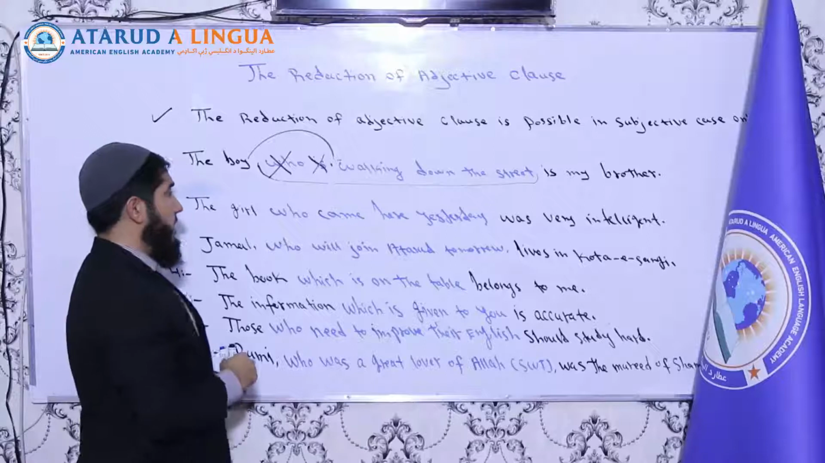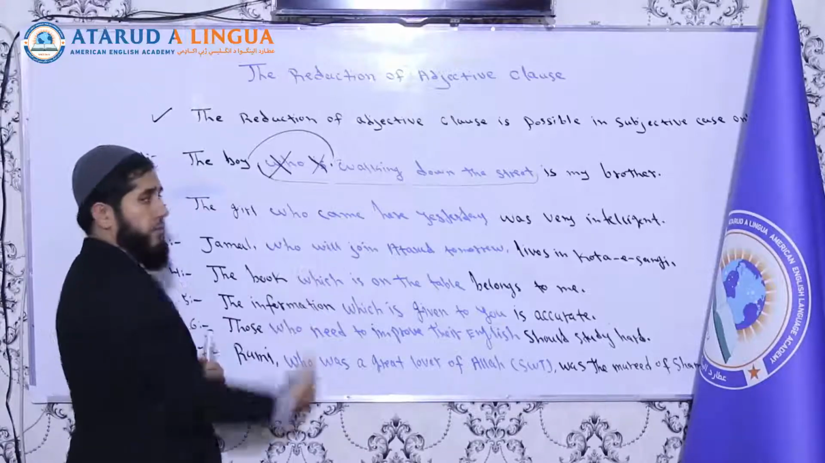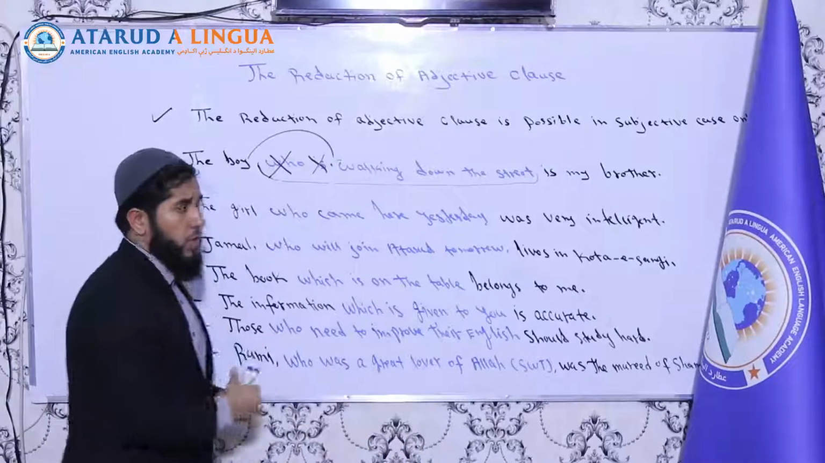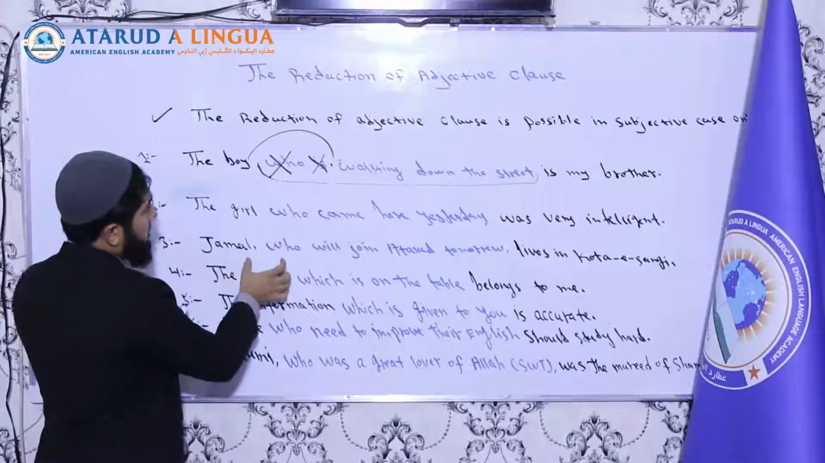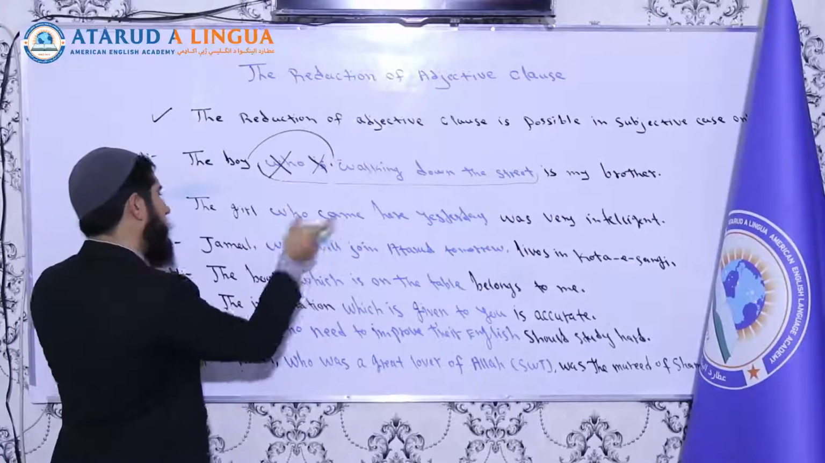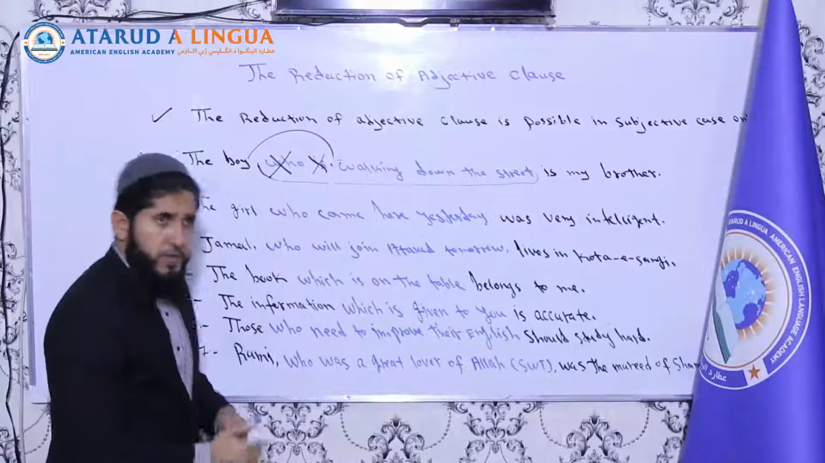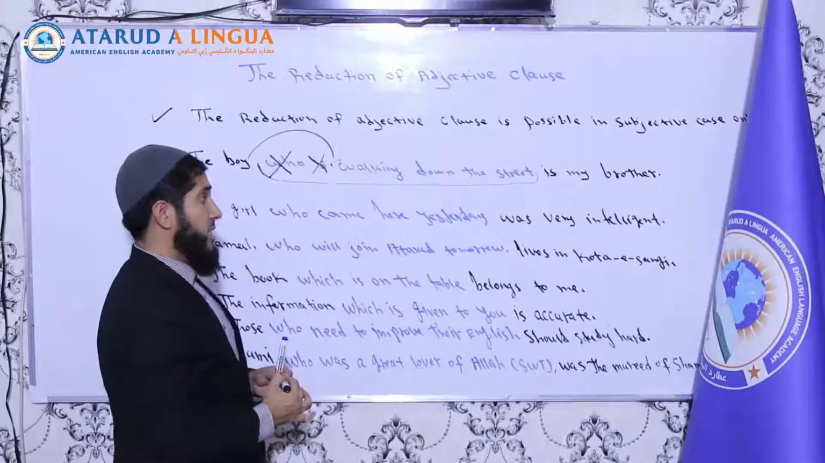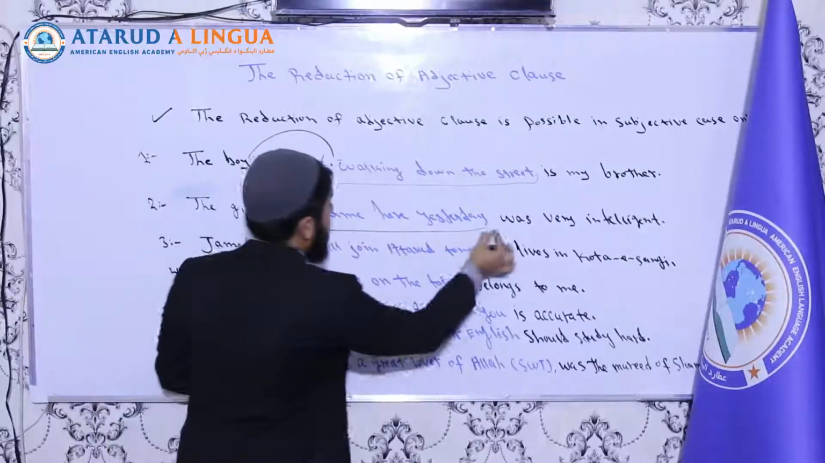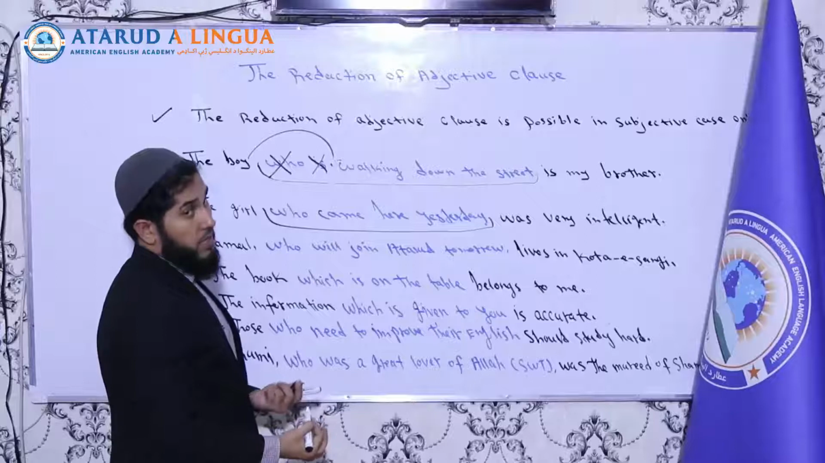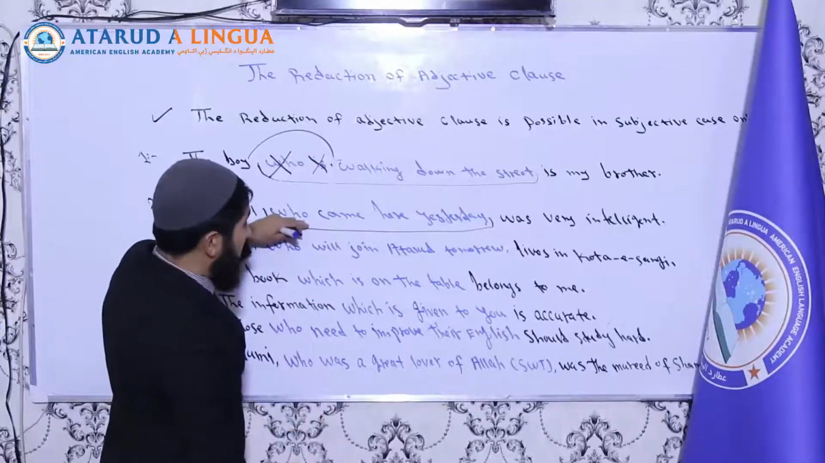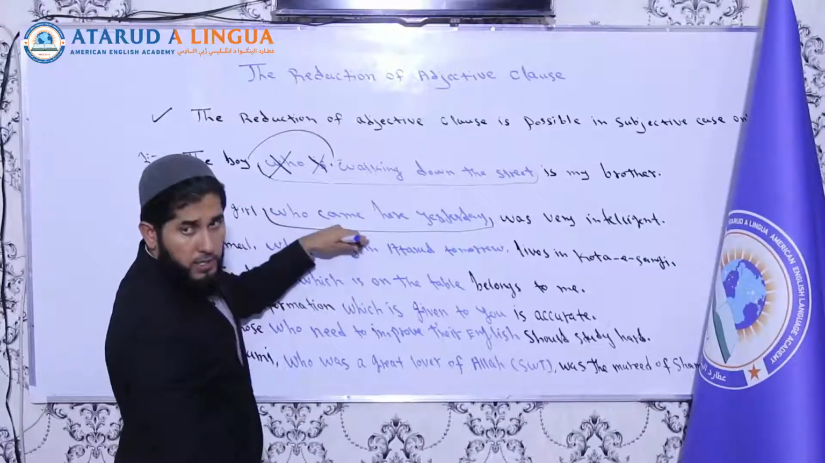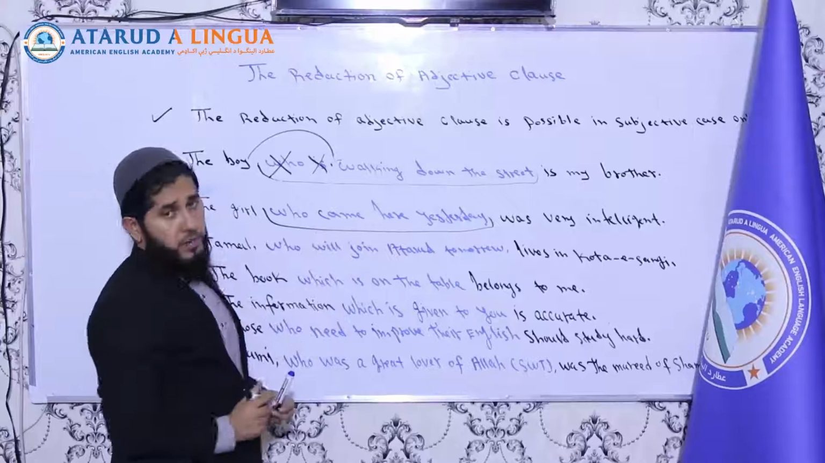But if you have a simple tense in your adjective clause, like simple present, simple past, or simple future, in this example you have simple past tense, in this example you have simple future tense, okay? So what do you do? The girl who came here yesterday was very intelligent. So who came here yesterday is your adjective clause. And it's a clause because it has a subject and main verb. The relative pronoun functions as the subject of this clause, okay? And the main verb is came.